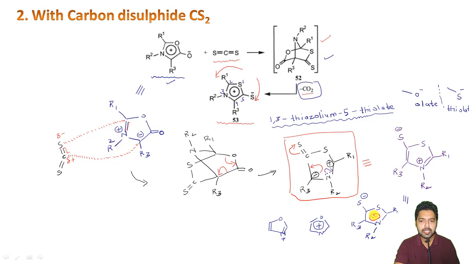So you can compare this structure with this one which I have got here, and these are exactly the same structures. And as far as the reaction with carbon disulfide is concerned, it gives another mesoionic molecule, but that of sulfur, and the name is 1,3-thiazolium 5 thiolate.